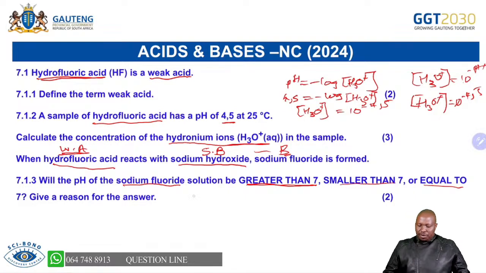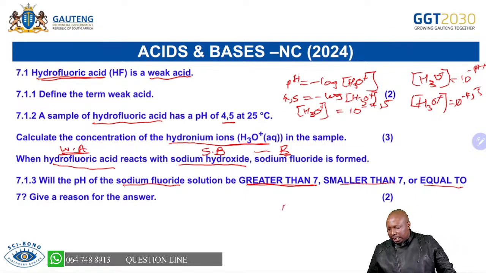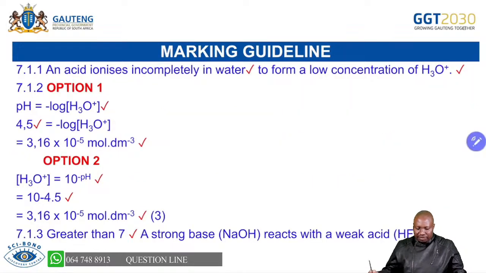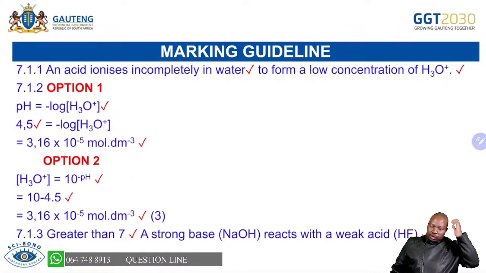So it's a salt of a weak acid and a strong base. So you're able to see that, and we are able to move forward. You gave the reason, you got that. That's how you get your marks.